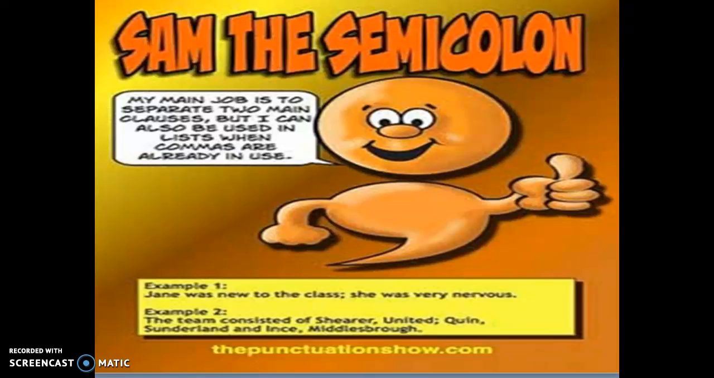This figure here is Sam the semicolon, and he further illustrates the main purpose of semicolons, and below is another example of how to correctly apply semicolons. The caption reads, "My main job is to separate two main clauses, but I can also be used in lists when commas are already in use," which was stated in the previous slide.